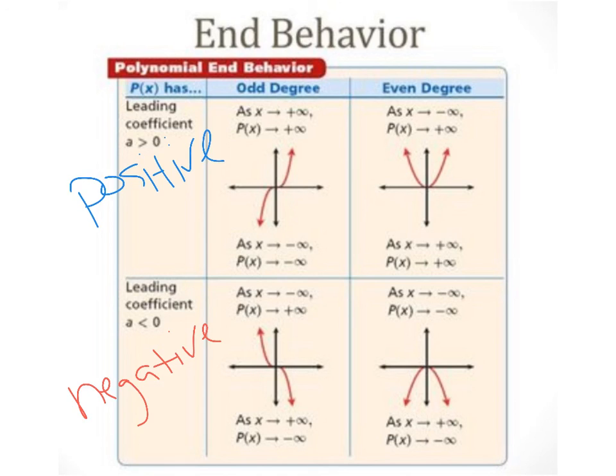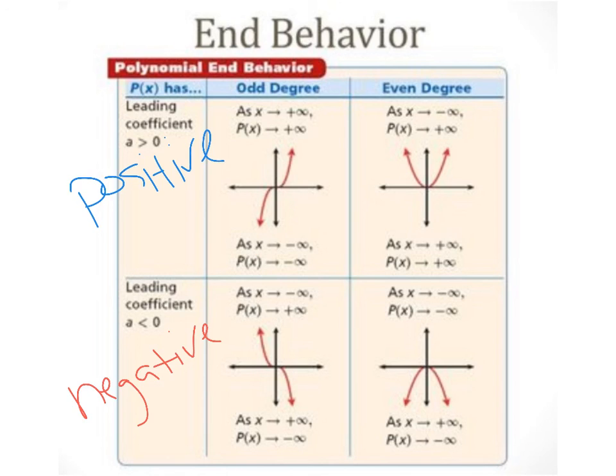Now going back to the other part of our table with an odd degree. As our x's are getting really large and going out towards positive infinity, our y values are also going towards positive infinity. As our x values are getting really small and going out towards negative infinity, our y values are also getting small and going towards negative infinity. So as x goes to negative infinity, y goes to negative infinity.